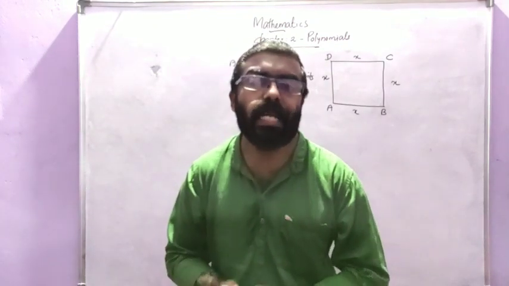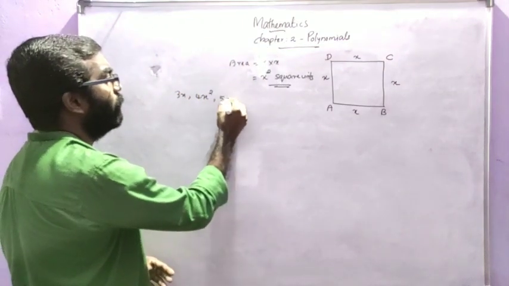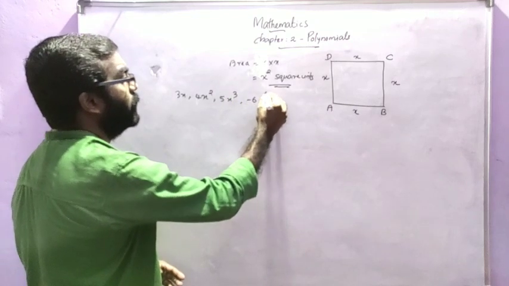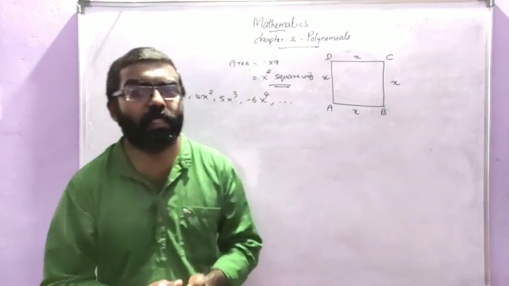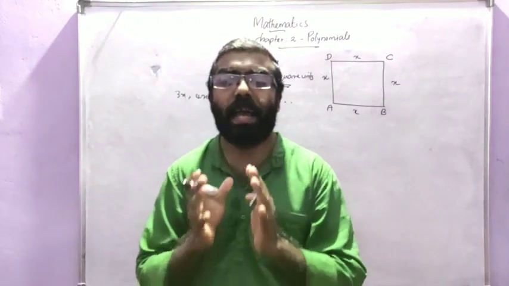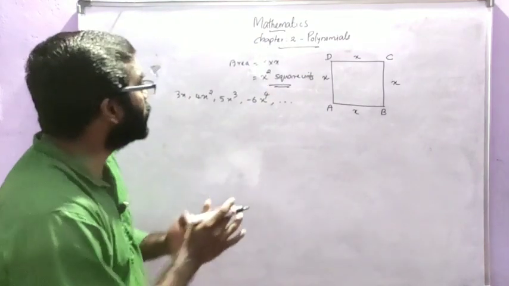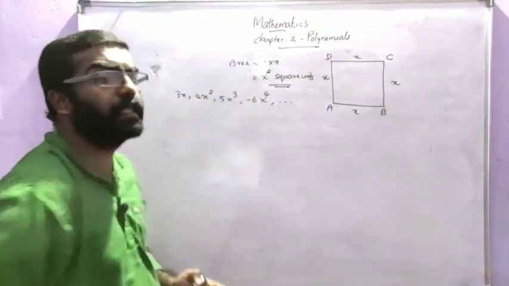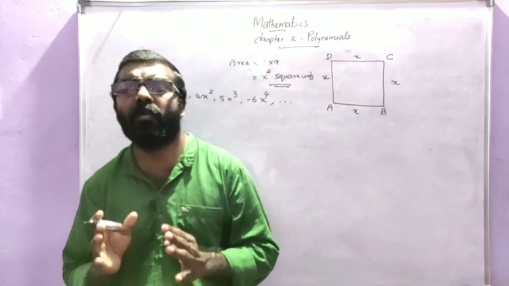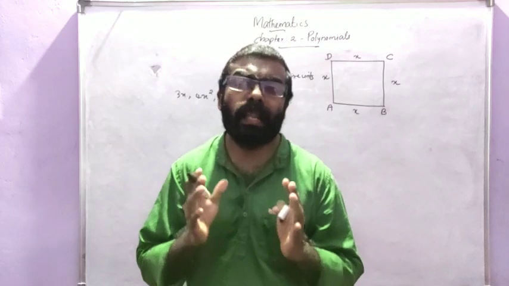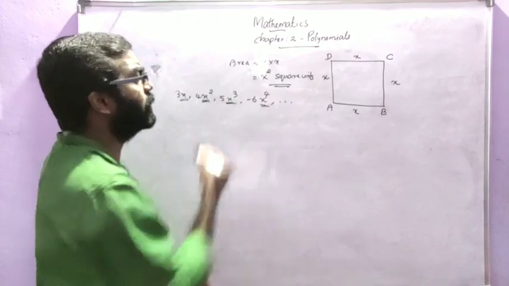You are also familiar with other algebraic expressions like 3x, 4x square, 5x cube, minus 6 x raised to 4, etc. Note that all the algebraic expressions we have considered so far have only whole numbers as the exponents of the variable. That means the power of each variable is a whole number. Expressions of this form are called polynomials in one variable. In the examples above, the variable is x.